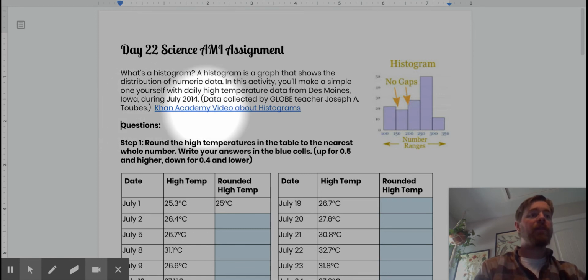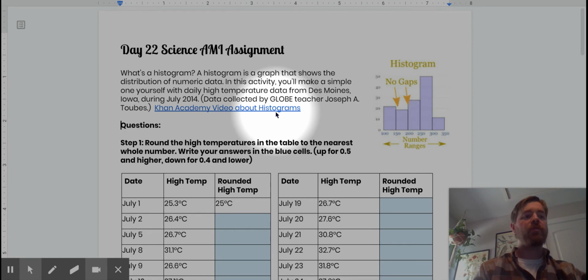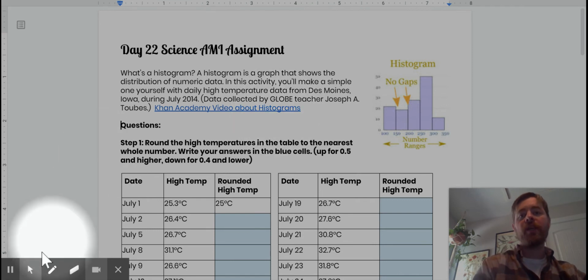Now I've attached a link to a Khan Academy video about histograms, and in this video he does a sample histogram. Don't get freaked out about histograms. Watch the video. He does a really good job explaining exactly how it works, and gives you a really good example. All right, so let's look at what we're doing today.